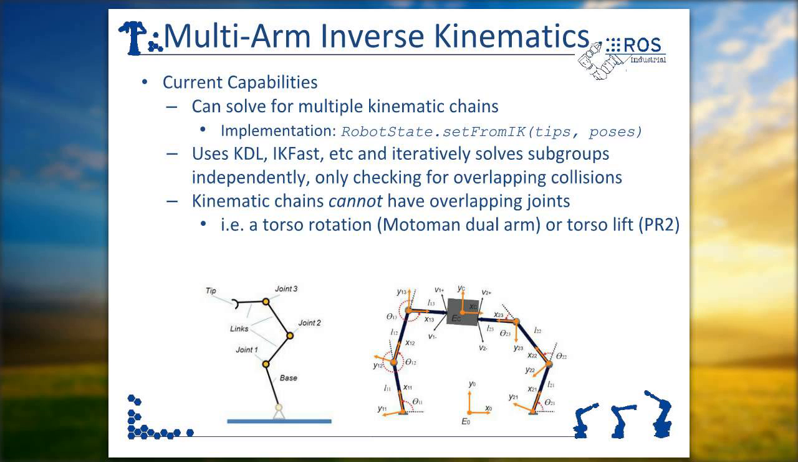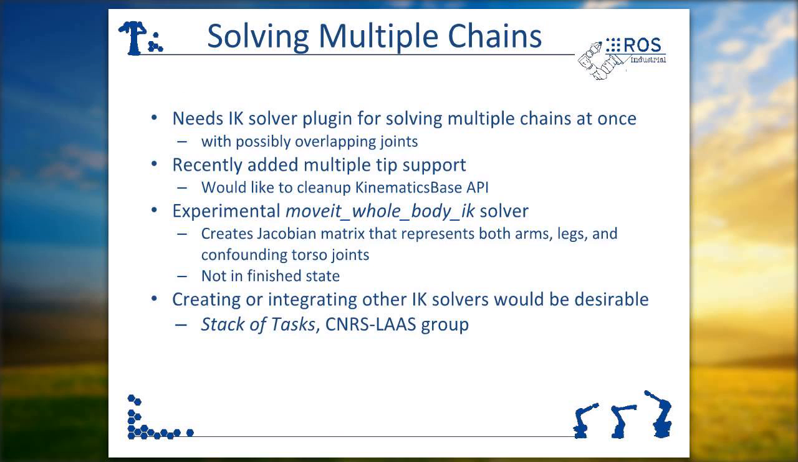So it's just iteratively attempting. And it does not have the capability for this torso rotation or torso lift. So like the PR2, you can lift its whole torso up, and you could consider that part of an arm. But if you're planning for two arms, you can't currently in MoveIt. So that's a limitation. And the Motoman that was pictured in the first slide is pretty popular. It has a torso rotation. So I'll address that now.